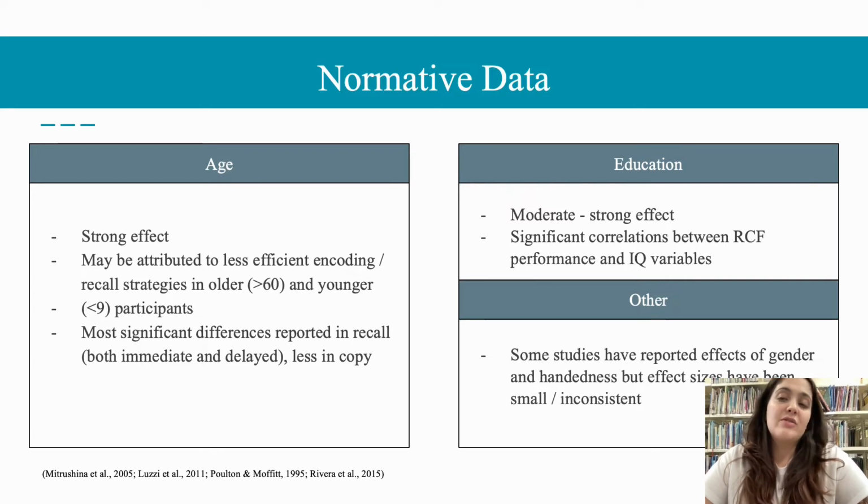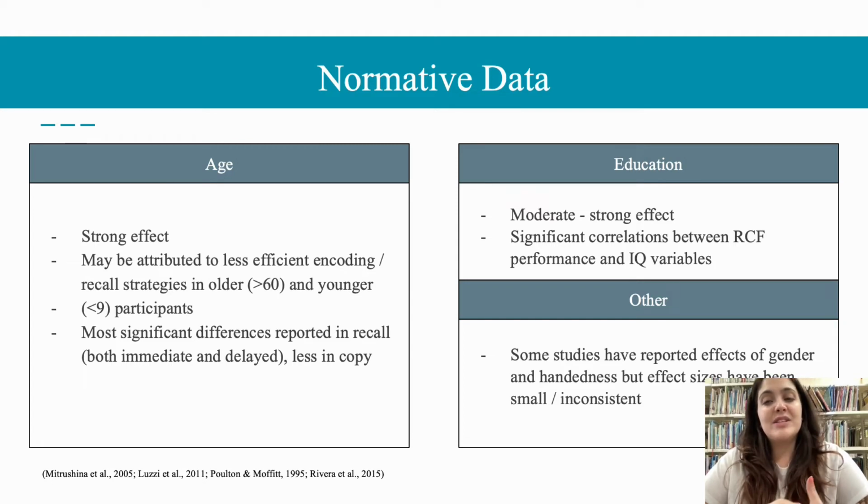When looking at the normative data of the Rey Complex Figure, the strongest effect size is the demographic of age, followed closely by education. There have also been some reports of handedness and gender differences, but the effect sizes have generally been small and inconsistent. For age, participants younger than 9 and older than 60 generally score lower, with scores decreasing significantly after 70 to 80 years of age. This effect may be caused by less efficient encoding and recall strategies found in these age groups, especially when noting that the most significant score differences were in the recall trials rather than the copy trials.